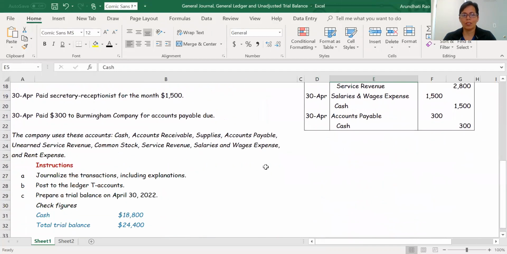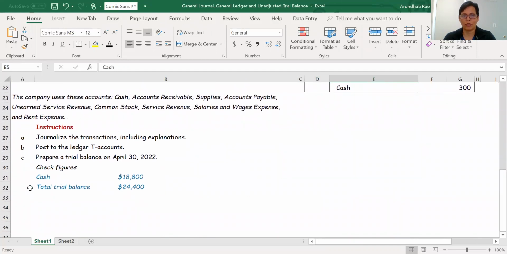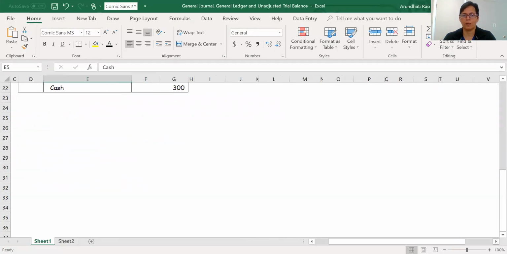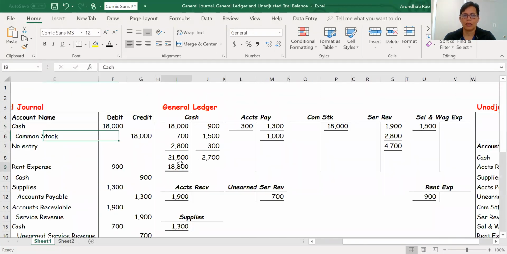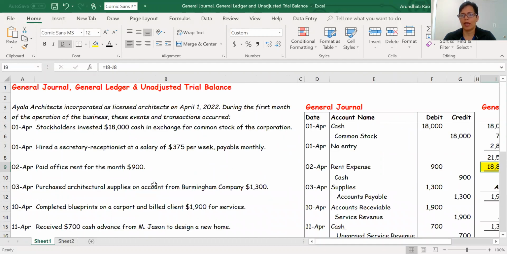Okay, now we were given two check figures. Let's just make sure we are on the right track. Cash is 18,800 and total trial balance is 24,400. We confirmed that, but let's just go ahead and confirm our cash balance, whether it is the right number. And yes, it is 18,800. So once again, when you work on Wiley Plus, remember everyone is going to have different numbers, so you cannot copy information over blindly. Hopefully you understand the process.